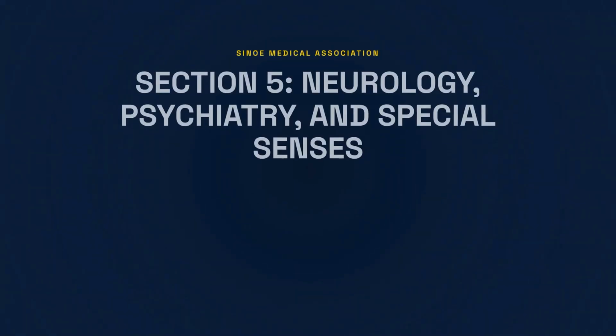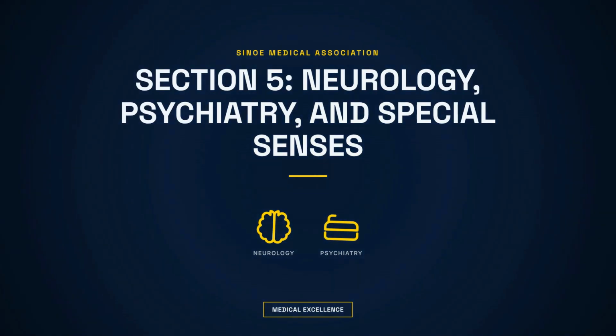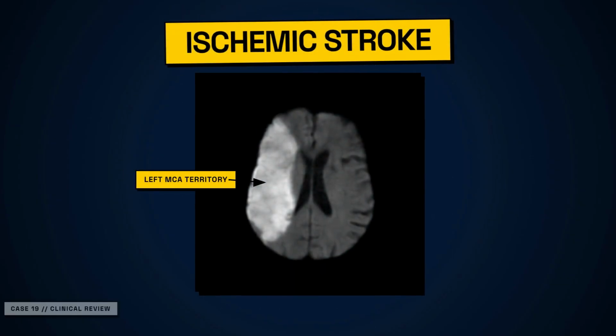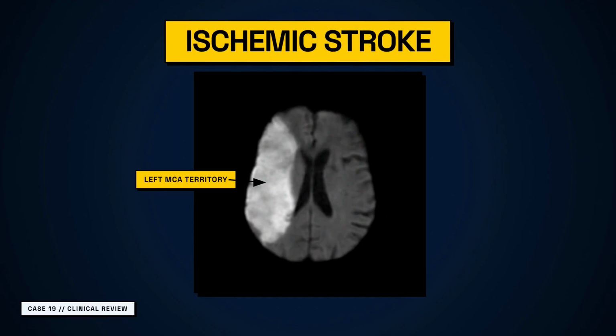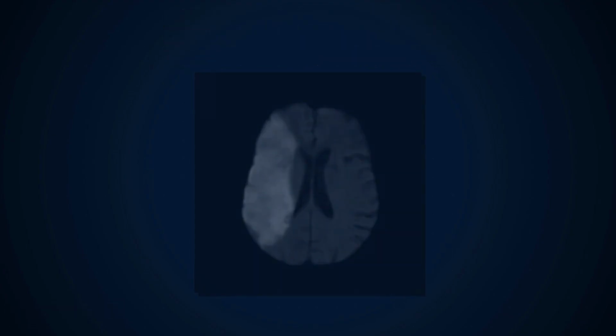Section 5. Neurology, Psychiatry and Special Senses. 5 cases to master the nervous system and mental health. Case 19. A 70-year-old man is brought to the hospital for sudden onset right-sided hemiparesis and expressive aphasia. MRI of the brain shows an acute infarct in the left cerebral hemisphere. Which cerebral artery is most likely occluded?